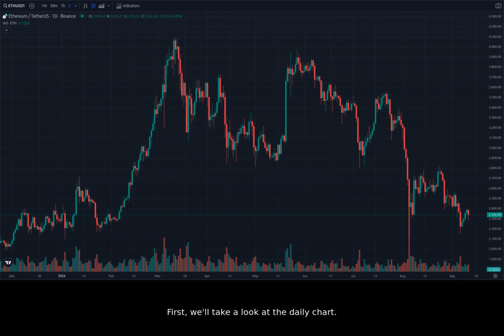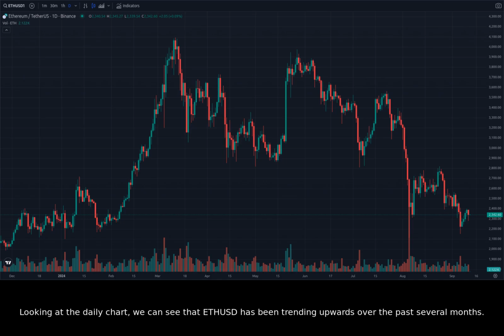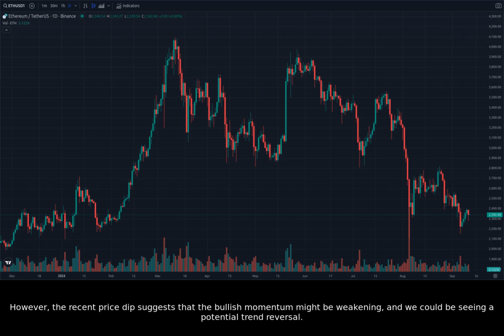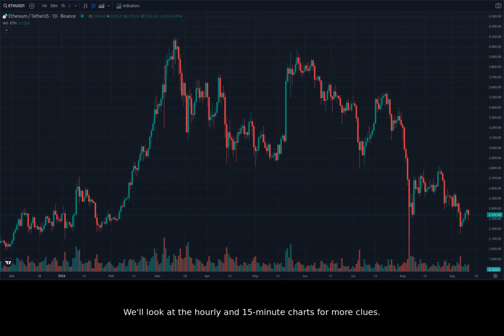First, we'll take a look at the daily chart. Looking at the daily chart, we can see that ETHUSD has been trending upwards over the past several months. This upward trend is evident in the series of higher highs and higher lows, indicating a bullish sentiment in the market. However, the recent price dip suggests that the bullish momentum might be weakening, and we could be seeing a potential trend reversal. We'll look at the hourly and 15-minute charts for more clues.